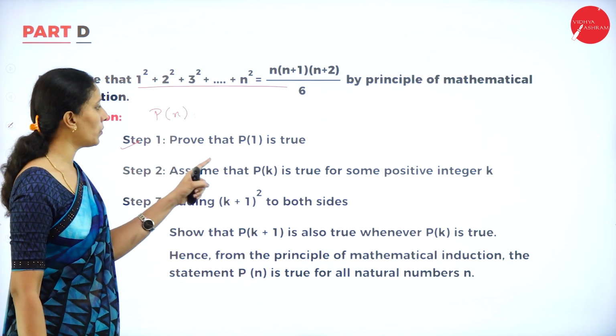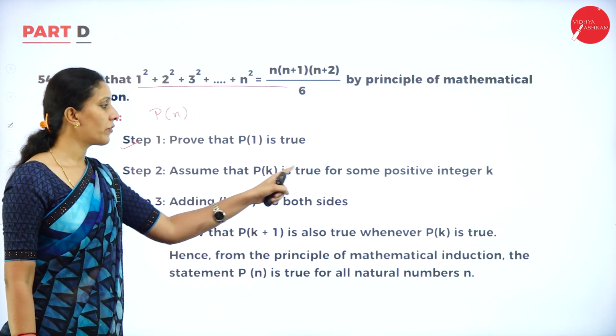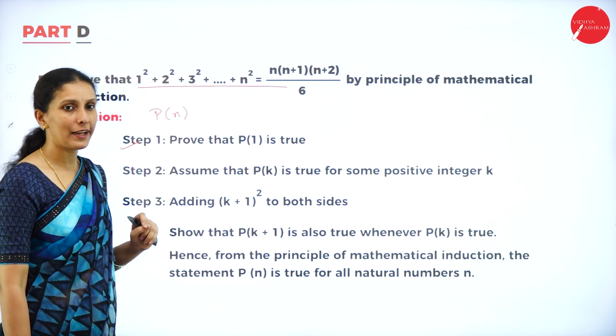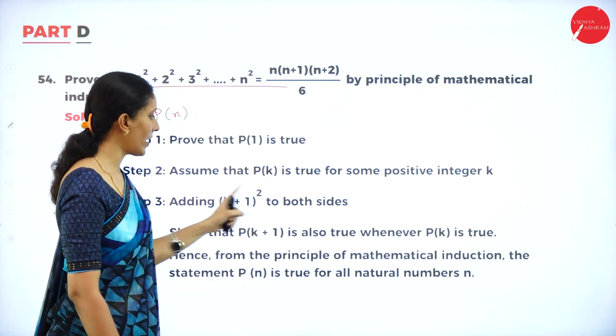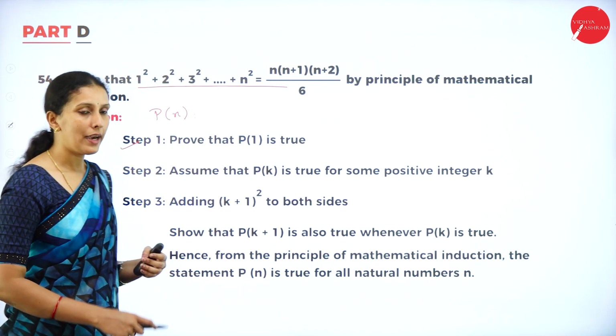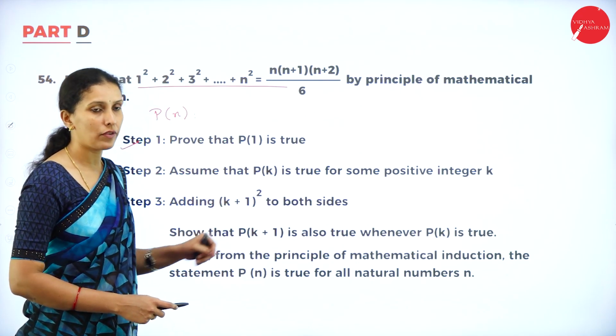Then we have to prove the result for P of 1 is true. Then we will assume that P of k is also true for some particular integer. Wherever n is there, you should replace it by k and write the equation. After that, we need to add k plus 1 whole square to both sides of the equation.